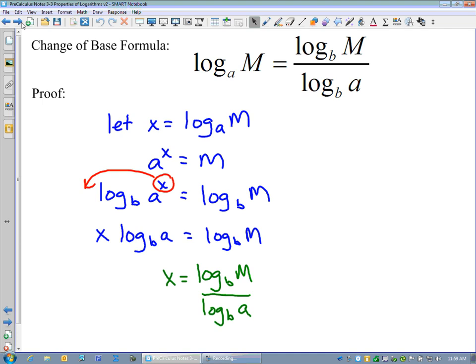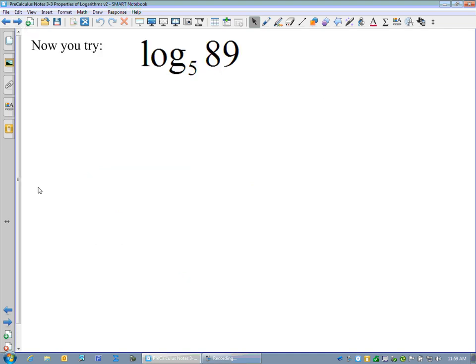All right, so looking at a similar problem to the one we did with log base 2 of 7, this time let you guys try log base 5 of 89. So go ahead and pause the tape, try this one on your own and see how quickly you can get it.